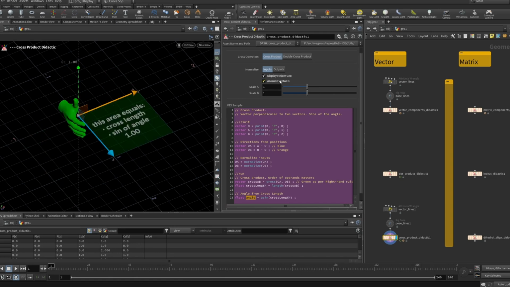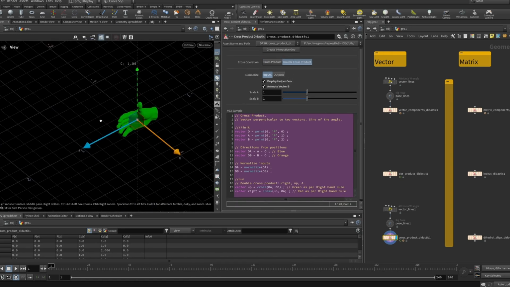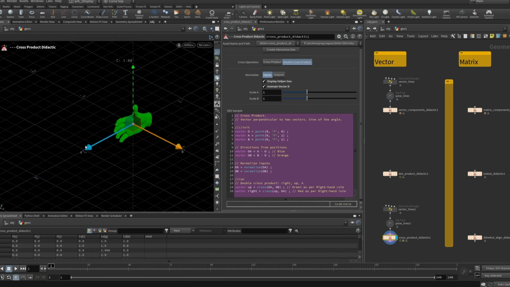So one thing that I decided to include, because I thought maybe it would be interesting, is the double cross product. So what is the double cross product? Well, we've done already the cross product between A and B. But what if we do the cross product again between C and A? So if I animate this, this is what you get.